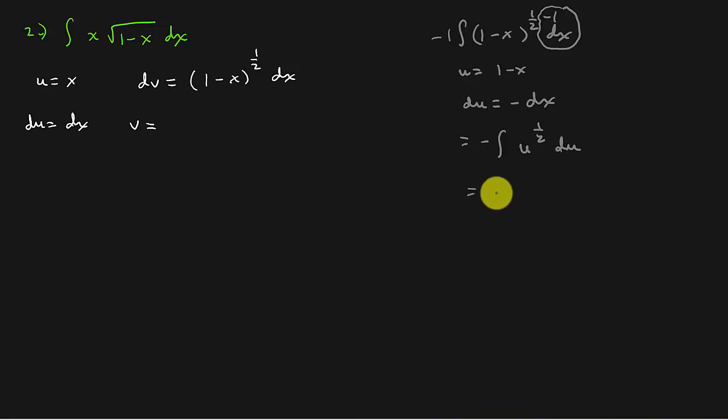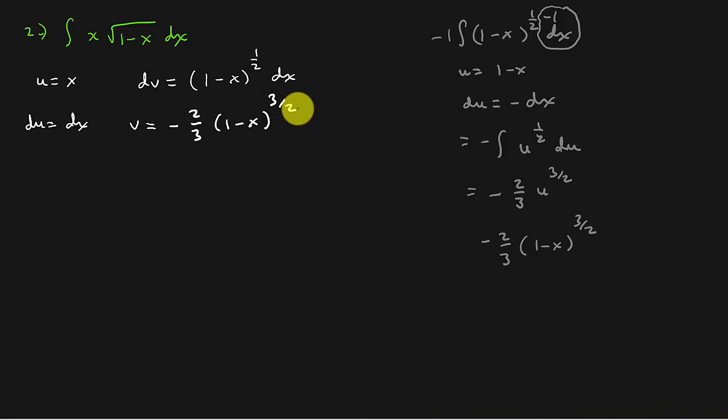And so this is going to be negative, that's going to be u to the 3/2 multiplied by the reciprocal of your new exponent. And so this is going to be -2/3 times (1 minus x) to the 3/2. Okay? And so here v is -2/3 times (1 minus x) to the 3/2. All right?